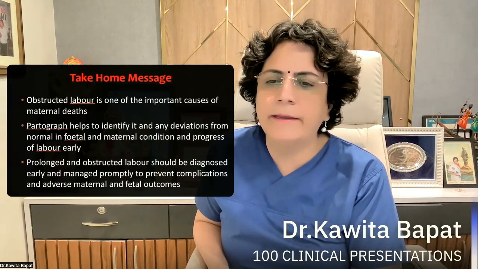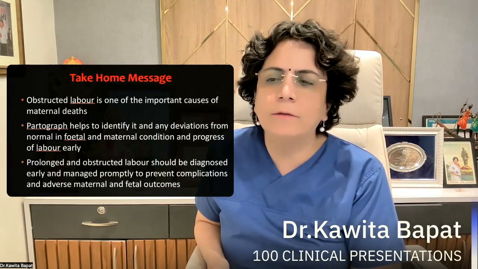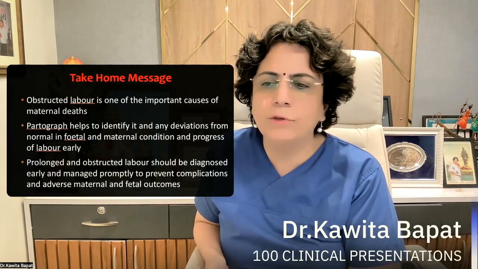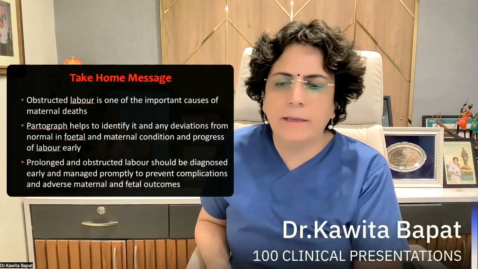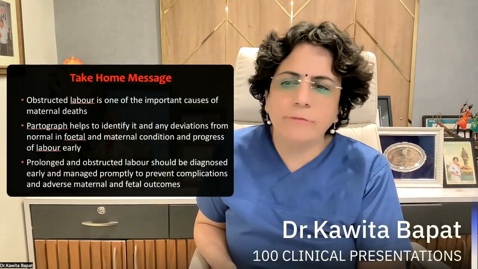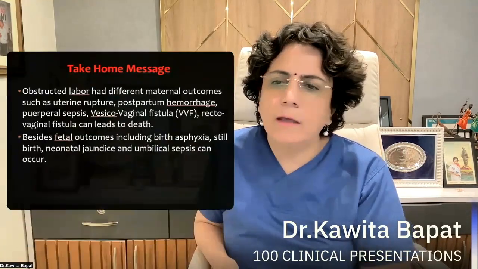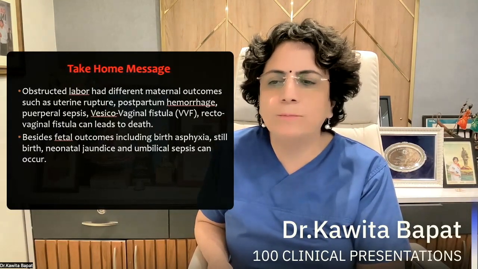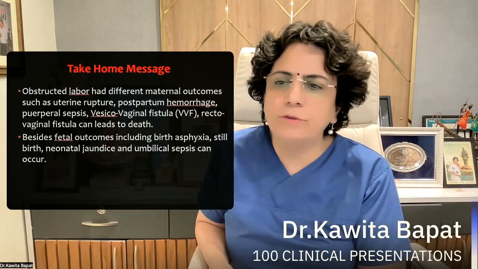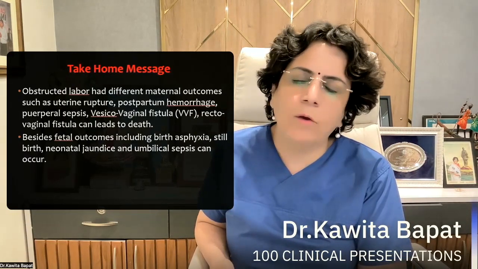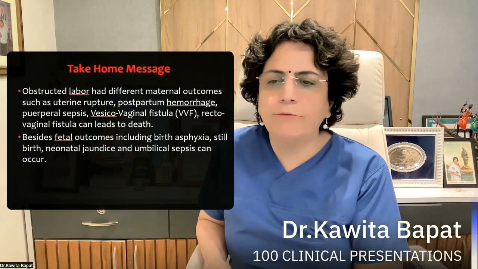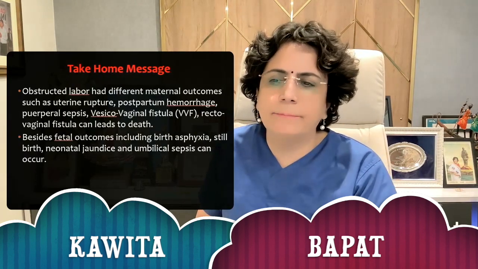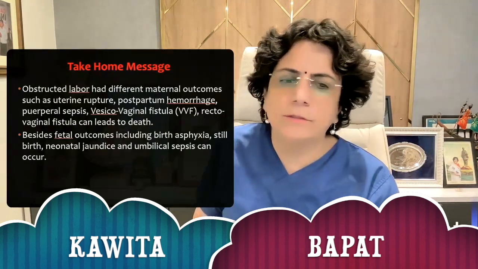Partographs help to identify it, any deviation from normal in fetal and maternal condition and progress of labor early. Prolonged and obstructed labor should be diagnosed early, managed properly, and complications prevented. Now the adverse maternal and fetal outcomes. Obstructed labor has different maternal outcomes such as rupture, postpartum hemorrhage, puerperal sepsis, vesicovaginal fistula, rectovaginal fistula, and all of them can lead to death. Besides, fetal outcomes include birth asphyxia, stillbirth, neonatal jaundice, and umbilical sepsis.